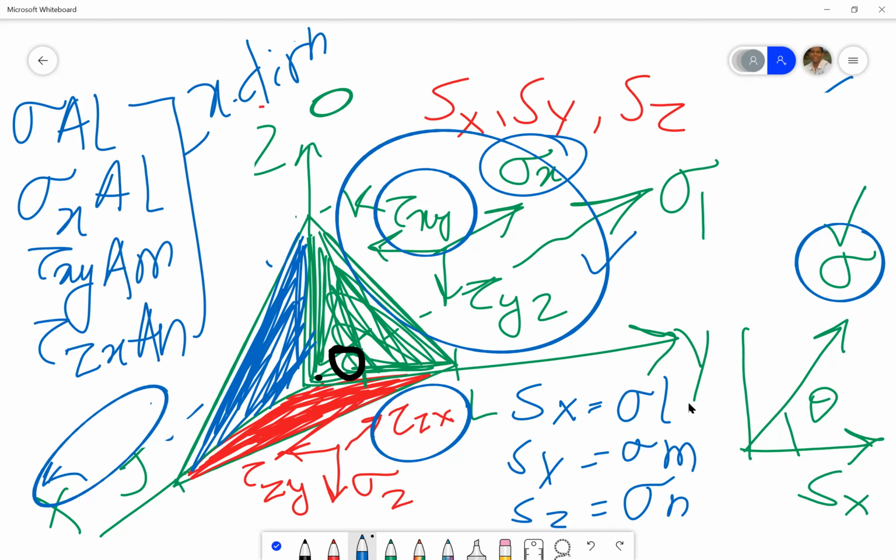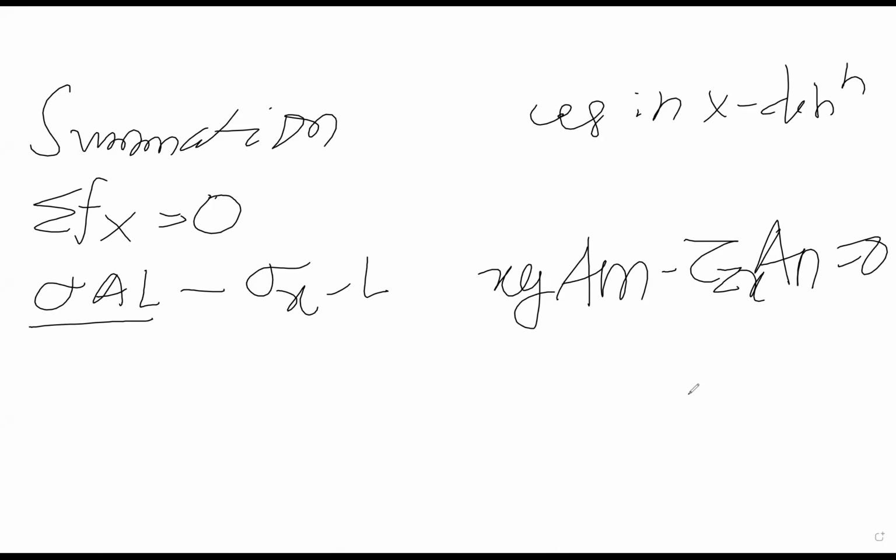We are writing this in this manner. See the last setting. So L minus tau xy A M minus tau zx A N.